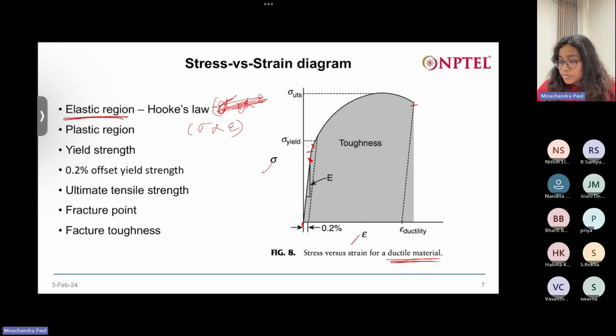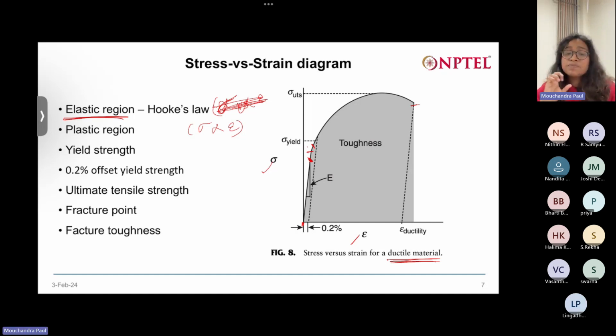From this point to this point of the curve is called the plastic region. Whatever stress you have generated in your material has resulted in some elongation which is not going to come back. That elongation is permanent, and it has now become the new length of the material.